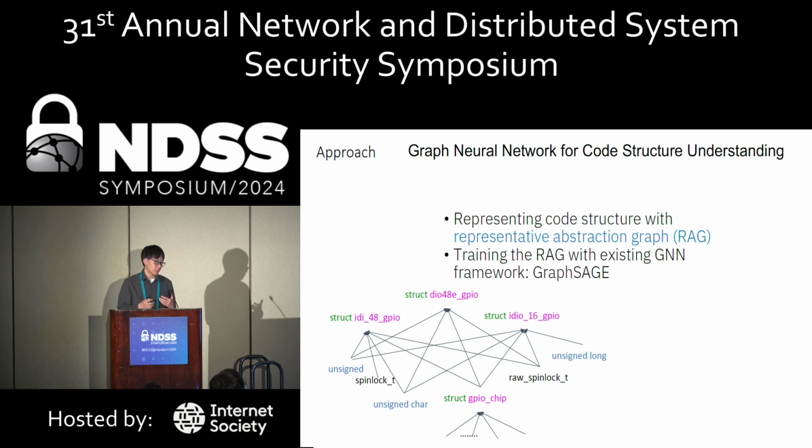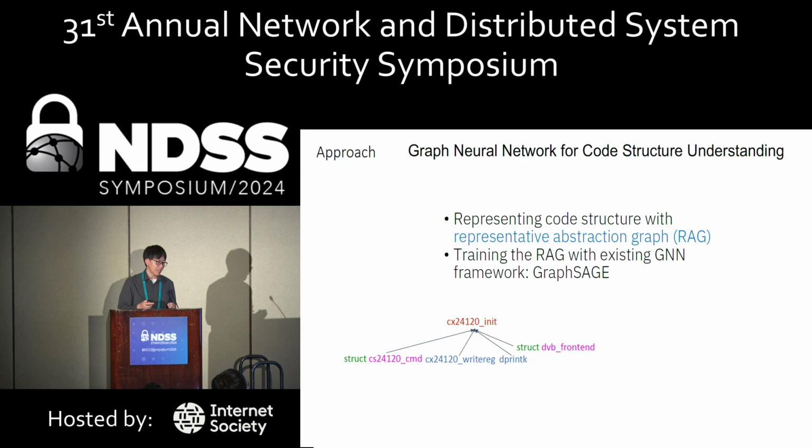During the training, we can do this aggregation iteratively, and finally we can get the embedding of every type and every function. Just like here for functions: this init function calls the write function and print function, and also uses these two types. So we aggregate the information of these two types and these two function calls into this init function. And another init function in the same module is actually similar.